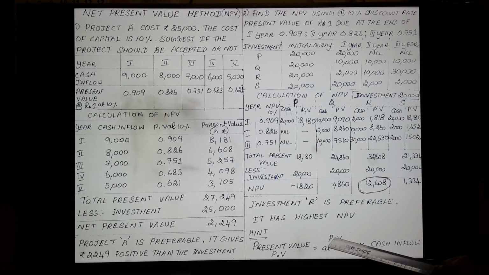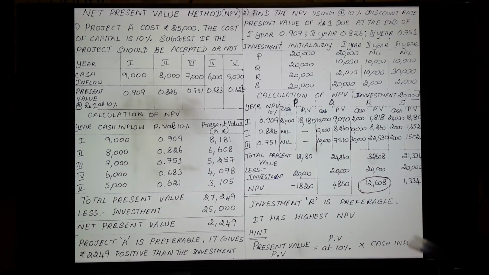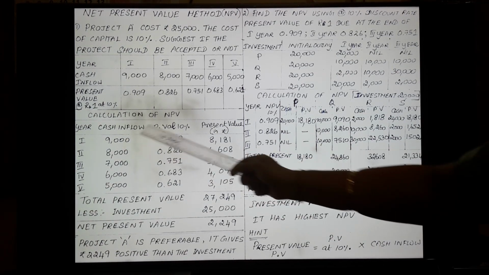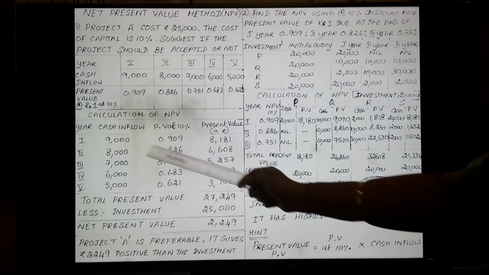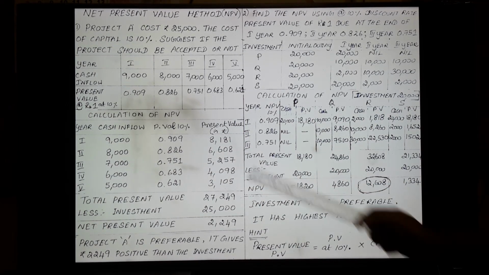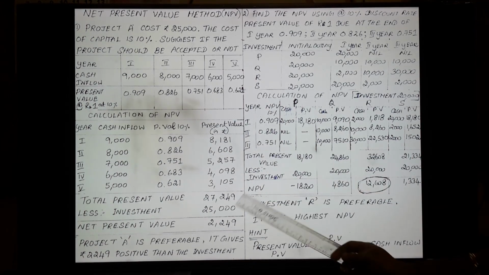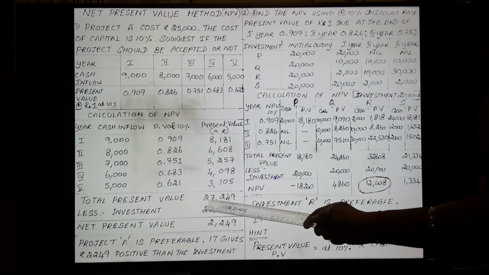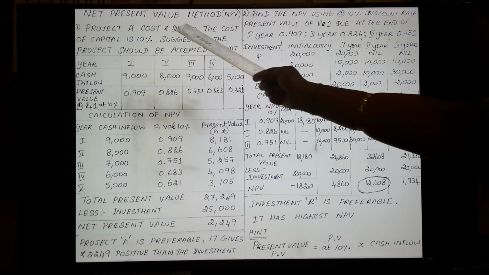Present value equals present value at 10% into cash inflow, that is 9,000 into 0.909 equals 8,181. Same way, 8,000 into 0.826 is 6,608. Like the same way, if we multiply this column into this column, you get the total present value to be 27,249. And what is said: project A costs 25,000.